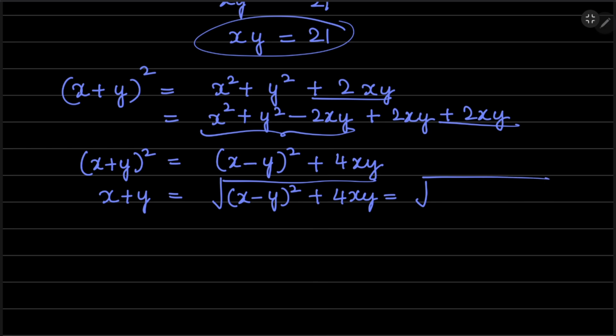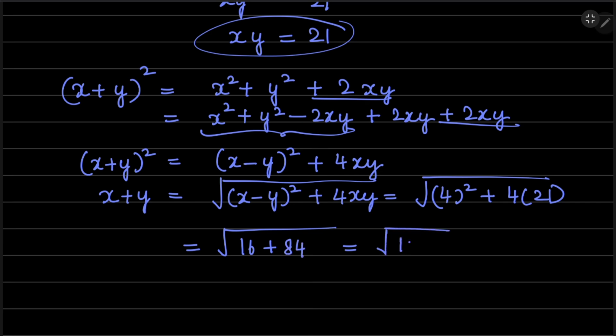What is x minus y? x minus y is 4, right? Square root of 4 square plus 4 multiplied by 21. 4 square is 16, plus 48. So what is 48 plus 16? No, it's not 48, I'm sorry. 4 times 21 is 84. Yeah, it's 84. So what is 84 plus 16? Root of 100. Which is nothing but, what is x plus y that you're getting?